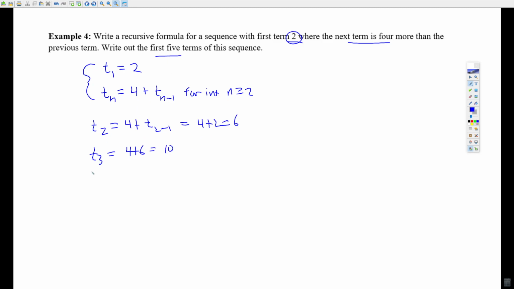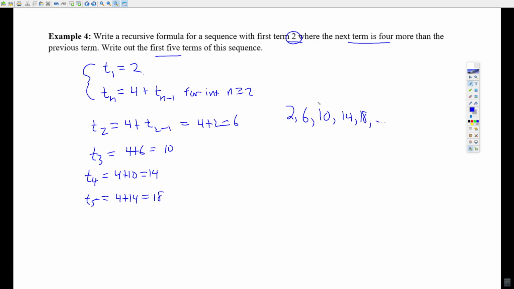We need the first 5, so we need 2 more. T sub 4 would be 4 plus 10, which is 14. And T sub 5 would be 4 plus 14, which is 18. And then we're going to write this out as a sequence. So we know the first term is 2. It goes 2, comma, and then all the answers we got, which were 6, 10, 14, and 18.